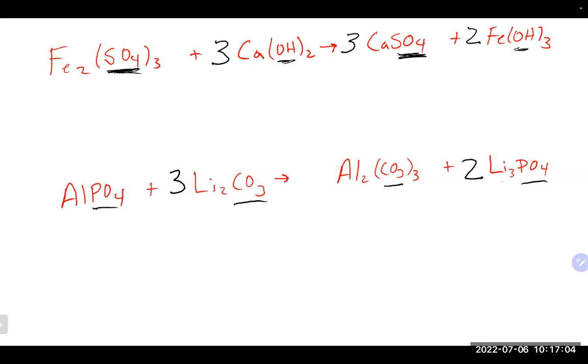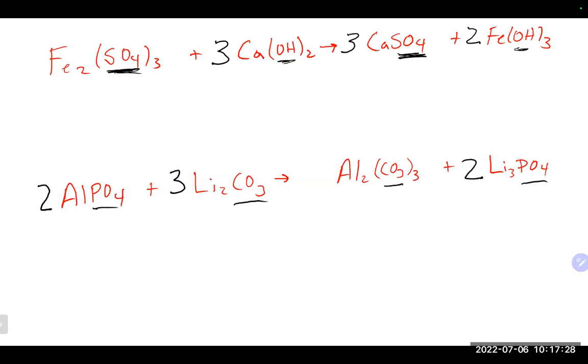Gives us 6 lithiums and now 2 phosphates. So to fix the phosphate, we would put a 2 in front of it. And once again here, that drops the aluminum to what it needs. And it's just a faster way of doing it. Obviously, you need the polyatomic ion looking the same on both sides in order to do it that way. Any questions on that there?